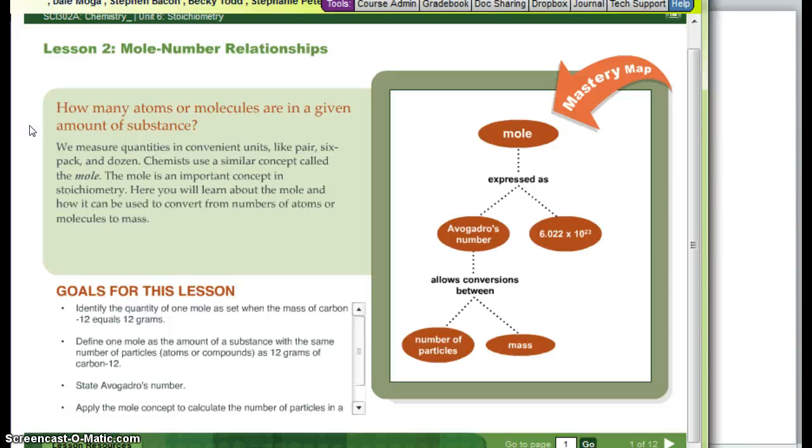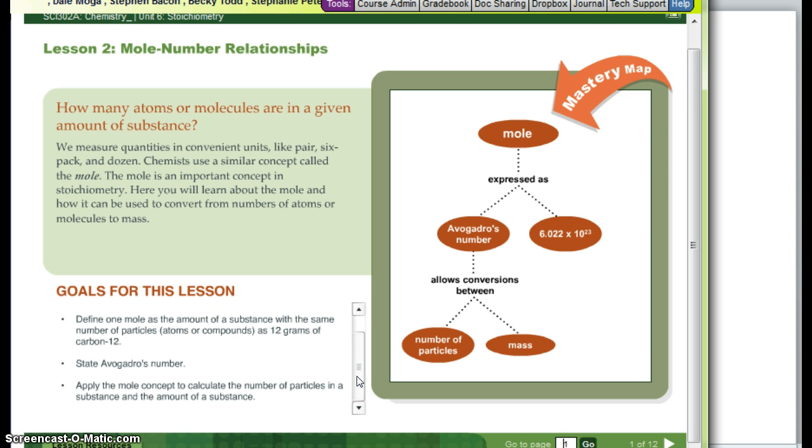Here you will learn about the mole and how it can be used to convert from numbers of atoms or molecules to mass. Goals for this lesson. Identify the quantity of 1 mole as set when the mass of carbon-12 equals 12 grams. Define 1 mole as the amount of a substance with the same number of particles, either atoms or compounds, as 12 grams of carbon-12. State Avogadro's number. Apply the mole concept to calculate the number of particles in a substance and the amount of a substance.